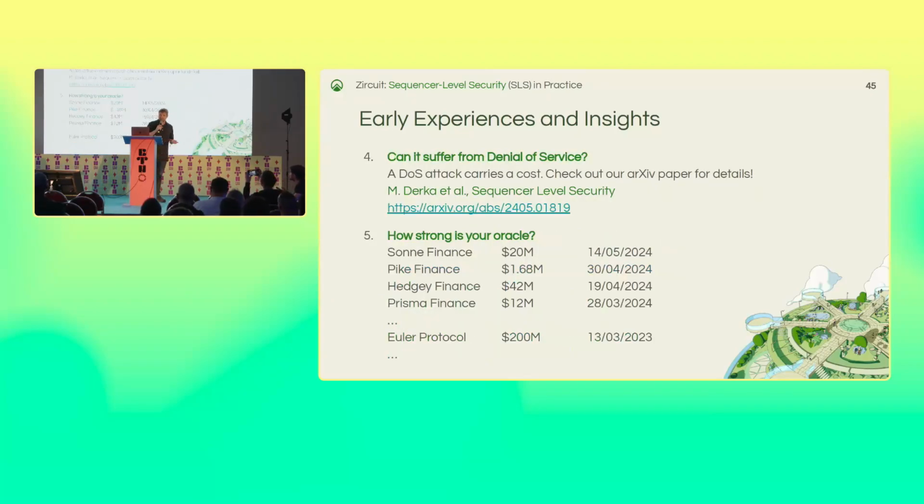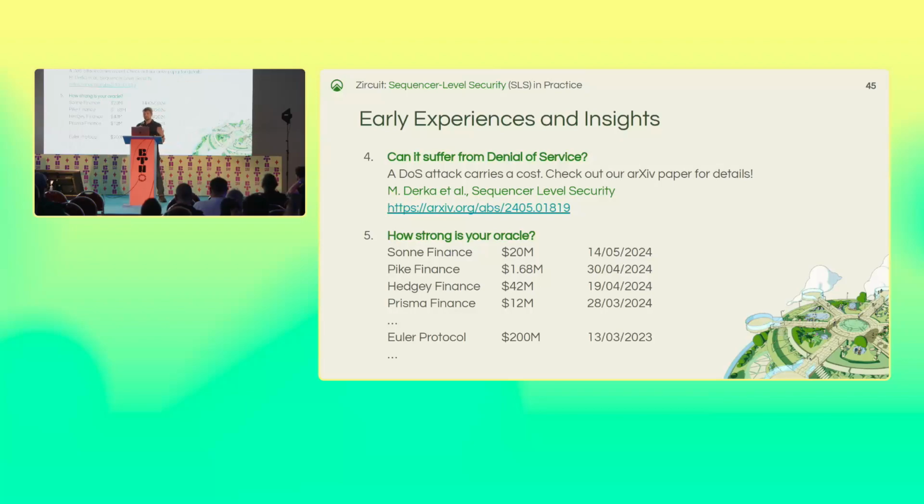Another question that comes up is whether this can suffer from a denial of service attack. Yes, you can attempt it, but no, you will not be successful. There is a cost, so there is some Sybil protection there. Again, deferring this to the paper. How strong these oracles are varies.